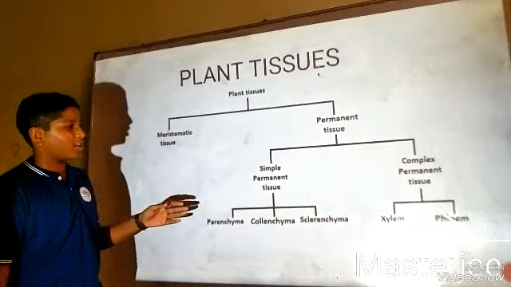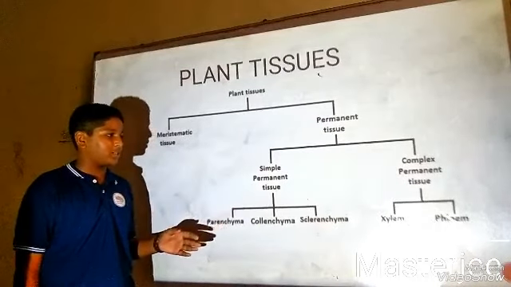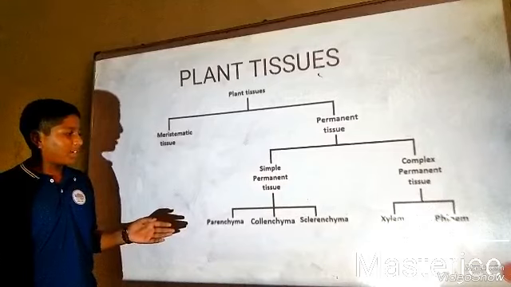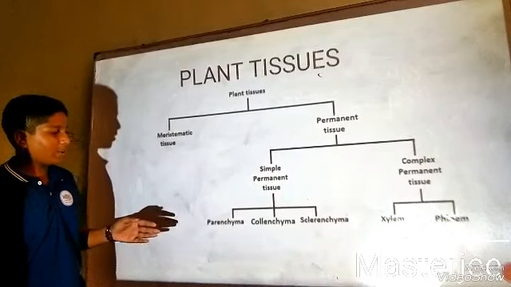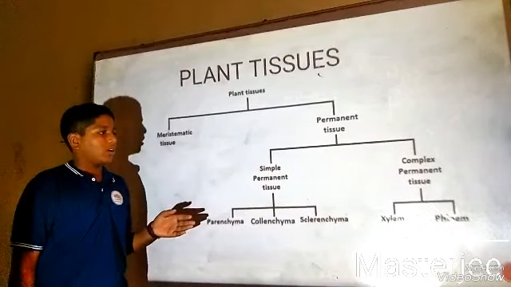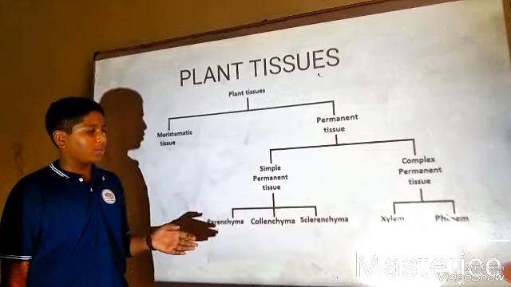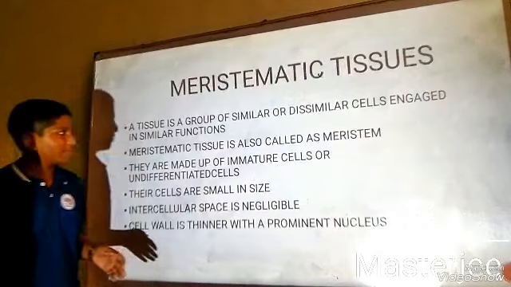Permanent tissue is classified into two groups, simple permanent tissue and complex permanent tissue. Simple permanent tissue is classified into three groups: parenchyma, collenchyma and sclerenchyma. Complex permanent tissue is classified into two groups, xylem and phloem.